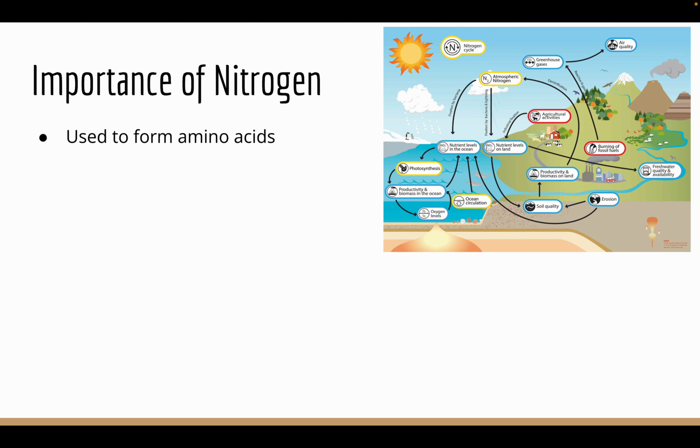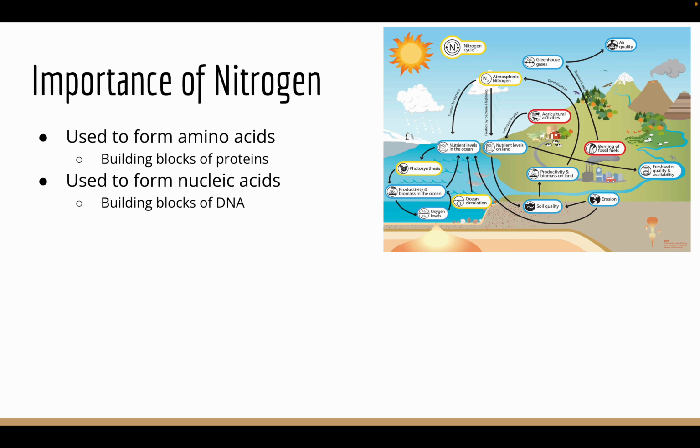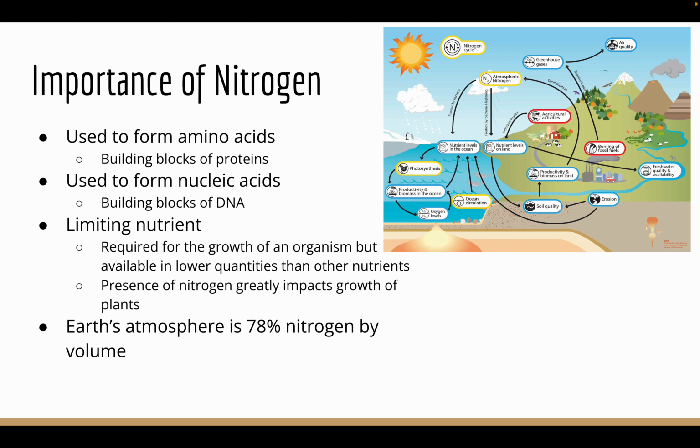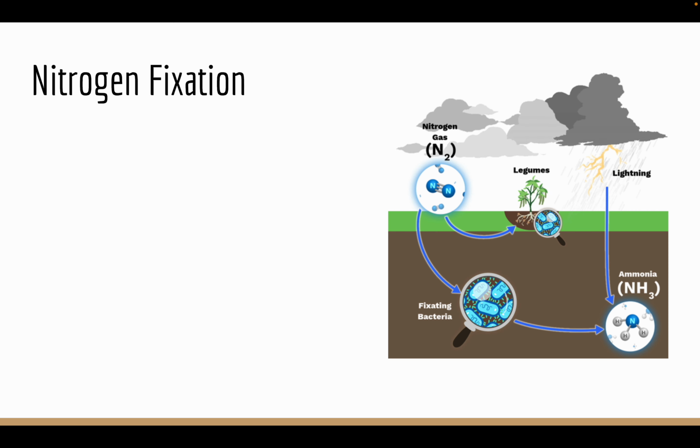Now, the importance of nitrogen. It's used to form amino acids, which are then the building blocks of proteins. And it's also used to form nucleic acids, which are the building blocks of DNA. It is also called a limiting nutrient, meaning that it's required for the growth of an organism, but available in lower quantities than other nutrients. So it's essential for the growth, but it's not as available to living things because it has to be in certain forms. So the presence of nitrogen greatly impacts the growth of plants, for example. Earth's atmosphere is 78% nitrogen by volume, and again, we're talking about nitrogen gas.